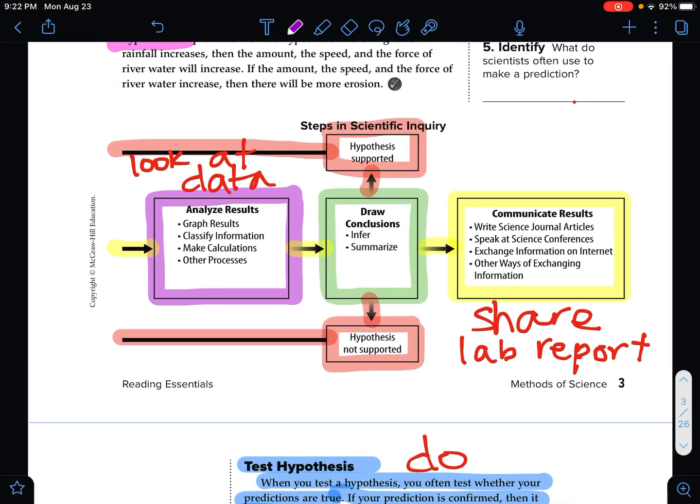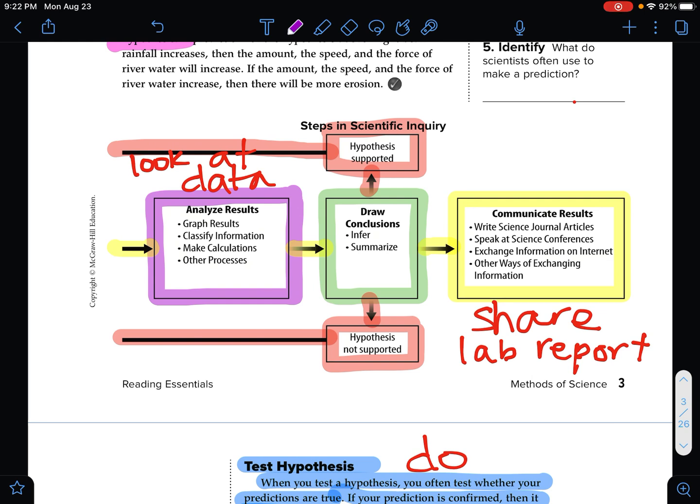So then after you do that experiment, you are going to look at the data. You're going to analyze your results. You might create a graph. You might classify it. You might need to do some calculations, some math. All right, so after you analyze your data, what happened? You're going to draw a conclusion. You're going to infer. You're going to summarize.